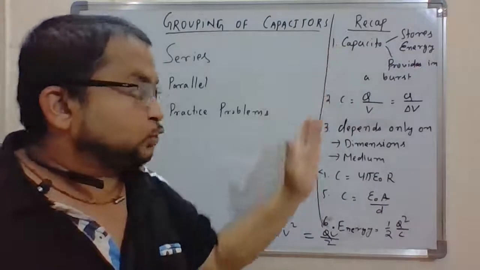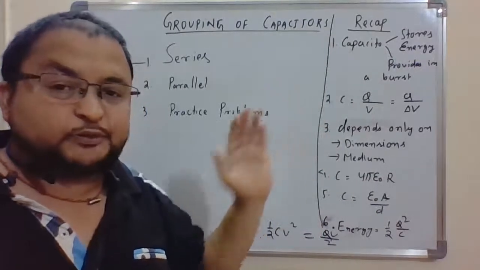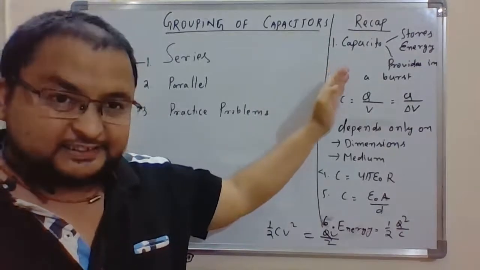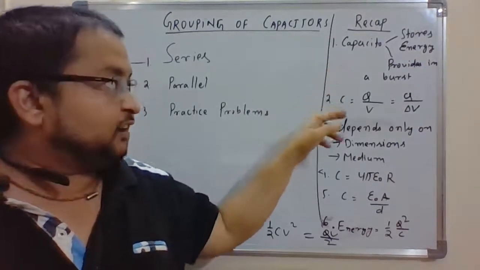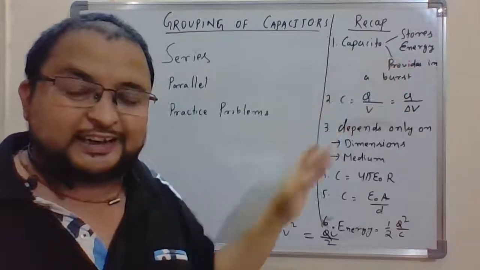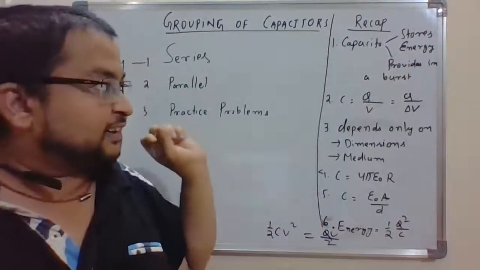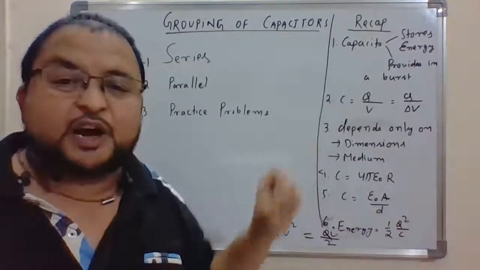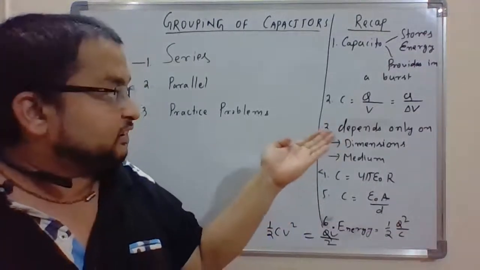In the first two videos, we understood what a capacitor is: an electrical device that stores electrical energy and provides it in a burst to the required circuit, and that is how it differs from an electrical cell.